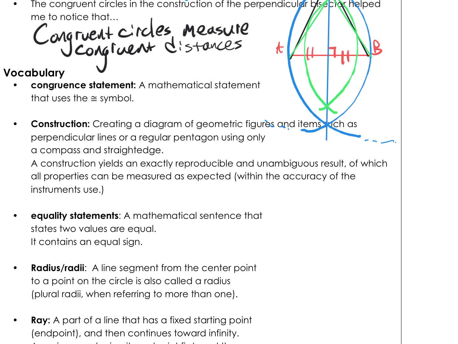So just a little quick recap. We've learned here that we've got the congruent symbol. This is our congruent symbol. That means congruence.